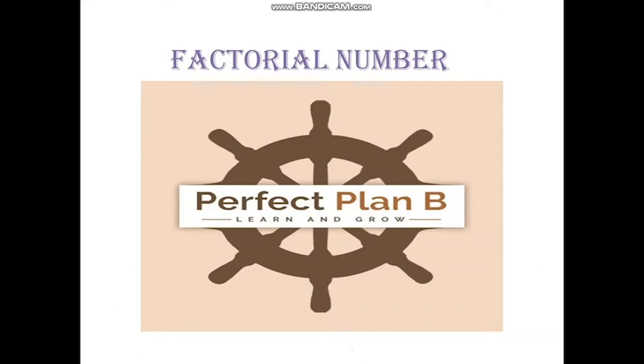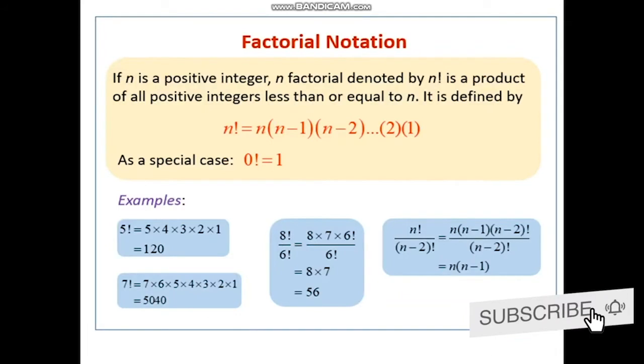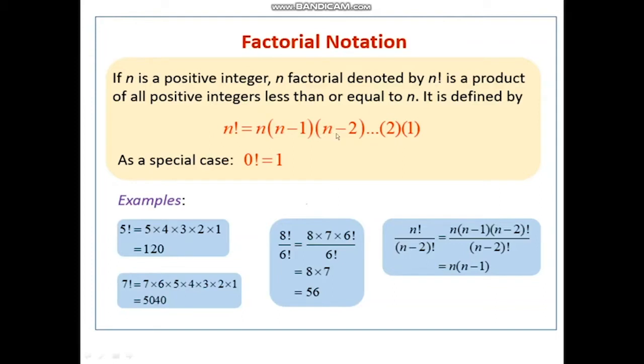Today I am going to explain what a factorial number is and how to implement it using Python. First, let me explain what a factorial number is. A factorial is defined for a positive integer: it is the product of all positive integers less than or equal to that number. We can calculate it using this formula: n factorial is equal to n times (n minus 1) times (n minus 2) and so on.